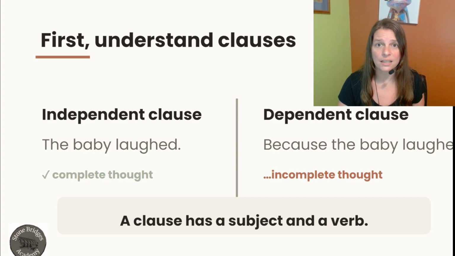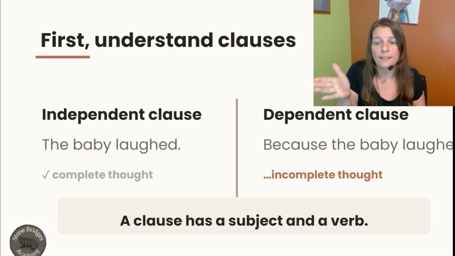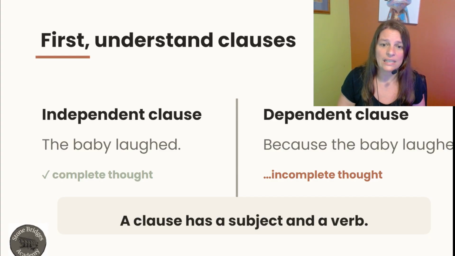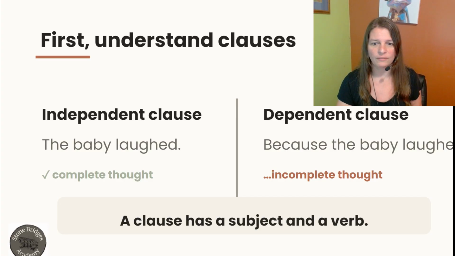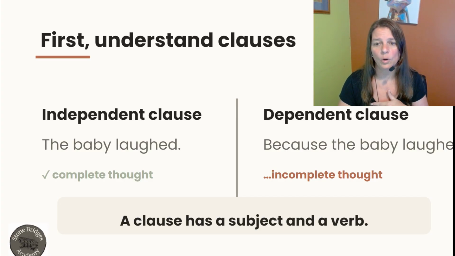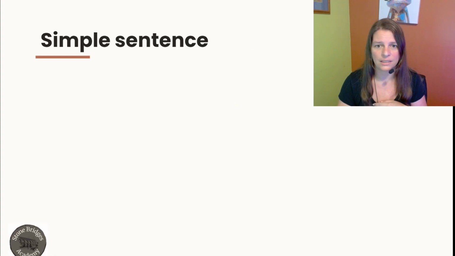A clause always has a subject and a verb, okay? So for example, in the clause, it says baby laughed. Baby is the subject, laughed is the verb. Same thing in the dependent clause. So you always want to have a subject and a verb in your dependent and independent clauses.